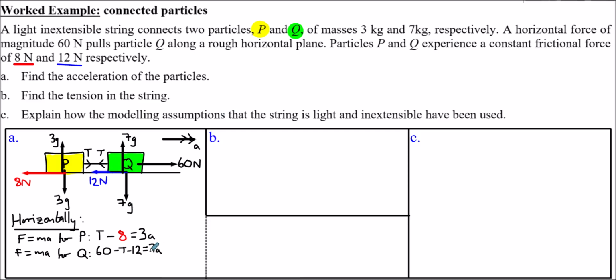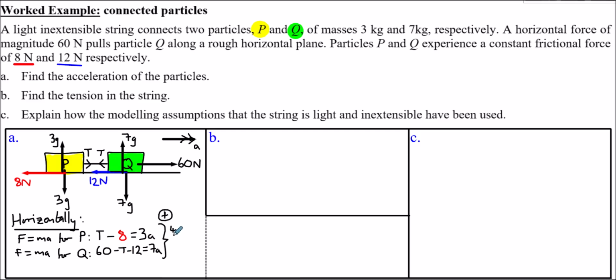So now what we can do here, if we look carefully, is consider these as two simultaneous equations. So if we've got the top and the bottom and we add these, T on top minus T on the bottom, the T's will cancel. Now in terms of the numbers, minus 8 plus 60 minus 12. Well, let's just sort out this bottom here first. 60 take 12 is 48. So 48 plus minus 8, that's going to give us 40.